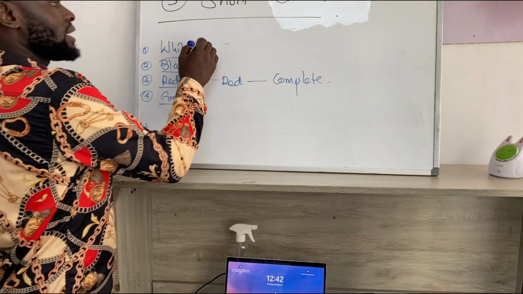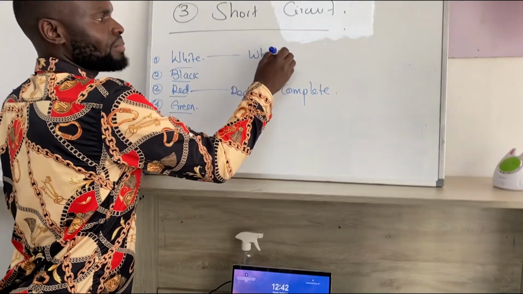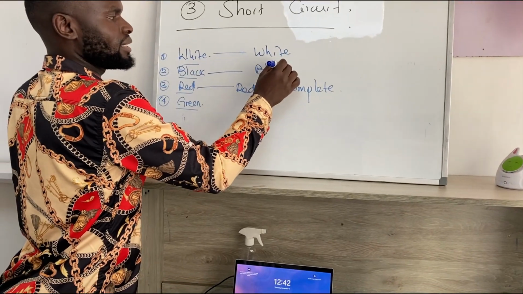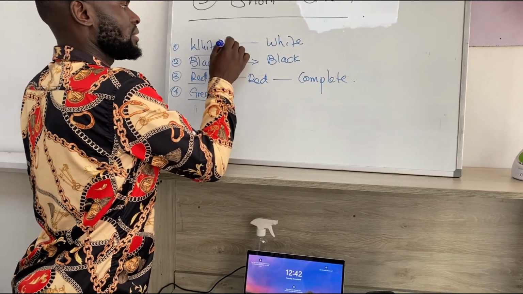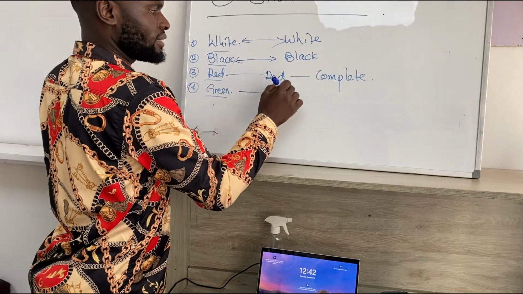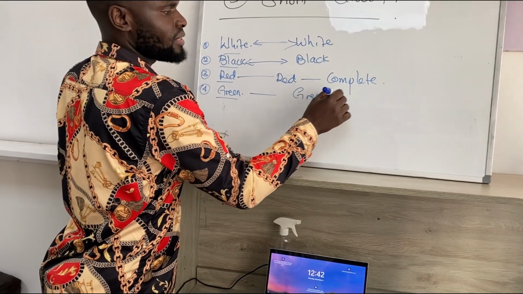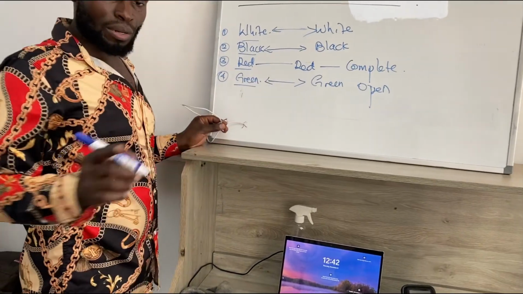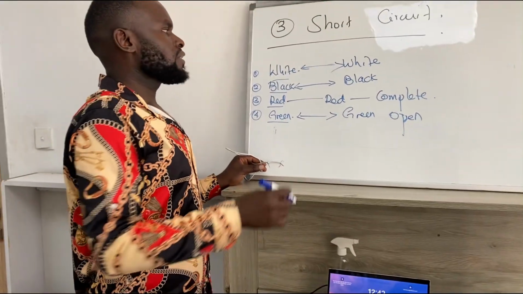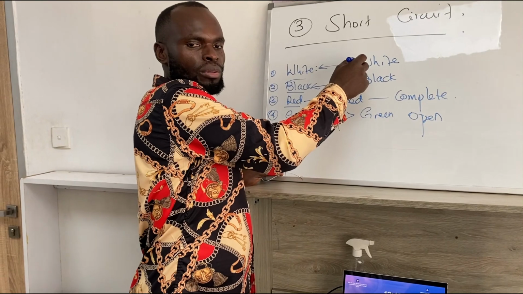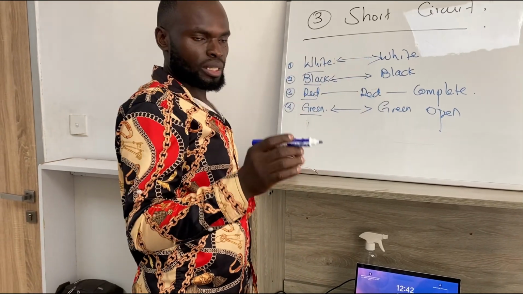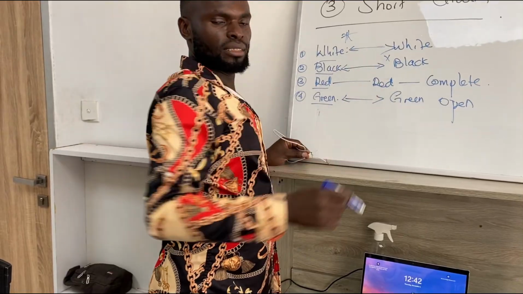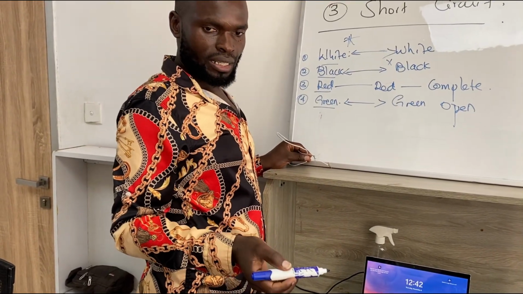You see, white and white is complete. Black and black is complete. Okay? But green and green is open. It's an open circuit. Now there's a problem here. Whenever you put a probe on white and another probe on the opposite white, it is okay, it's working, it's complete. But at the same time, if you put a probe on white and put on black, it's still complete.